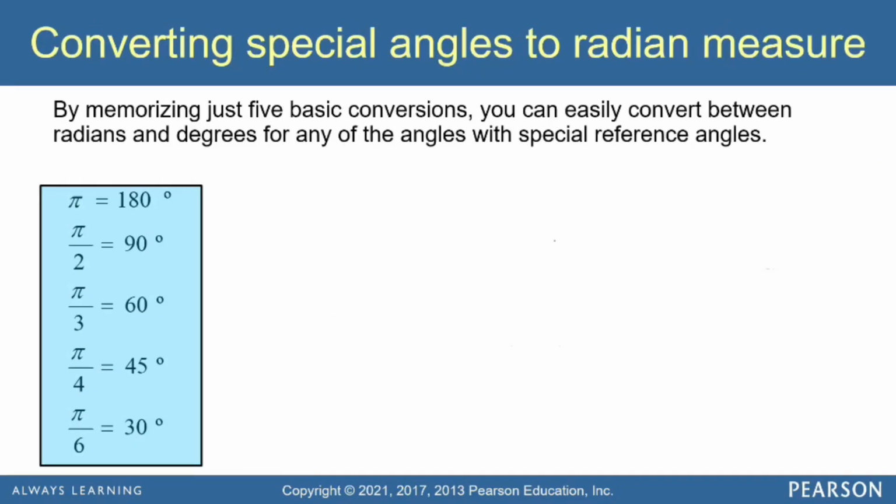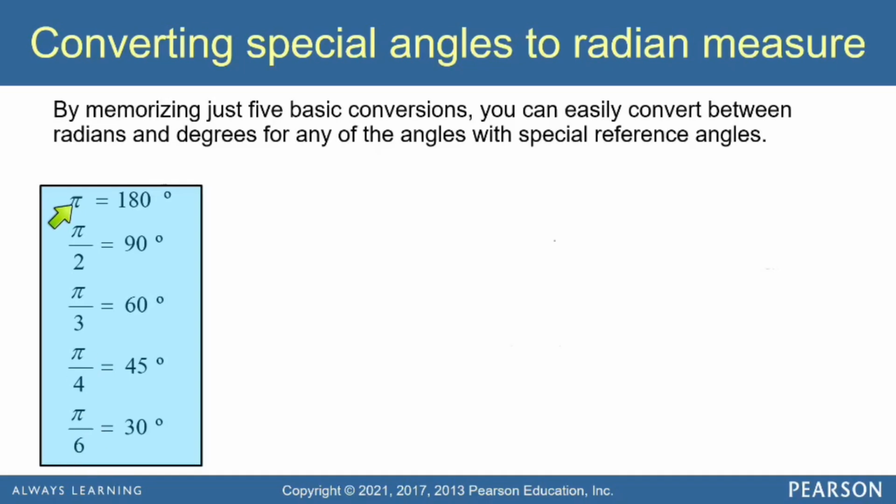radians. So we've seen now how to convert between radians and degrees, and it's not a horrible process, but we can streamline it a little bit, and that's what we're going to do now. So by memorizing just 5 basic conversions, we're going to be able to easily convert between radians and degrees for any angles that have special reference angles. So anything that's related to 30, 45, 60, or 90, we're going to be able to convert mentally and not have to use the conversion factor. We just have to know these basic conversions.